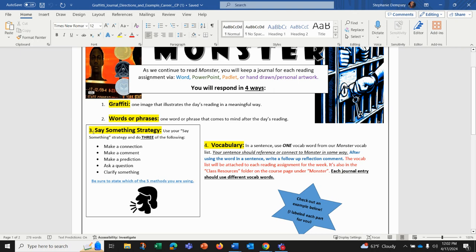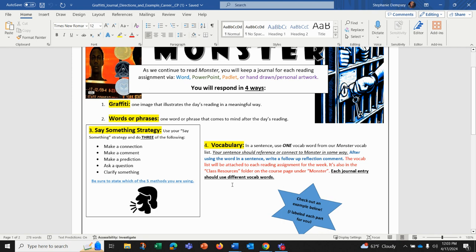Then you're going to be using your say something strategy. You'll be using three of the following. You can make a connection, make a comment, make a prediction, ask a question, or clarify something. So be sure to state which of the methods you're using, but you can use multiple. So you could ask two questions and make one connection. You can make three comments. You can make two predictions and clarify something. So you can kind of mix and match these or do multiples as long as you're doing three. Be sure to state which of the methods that you're using, however.